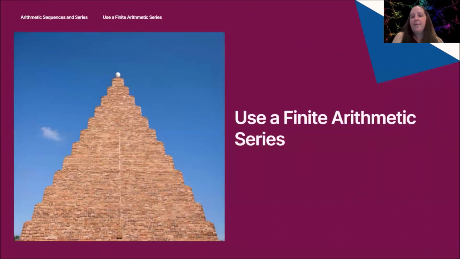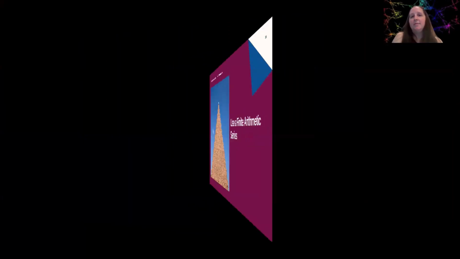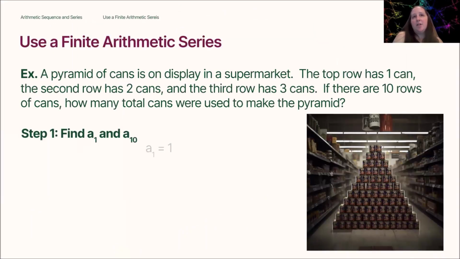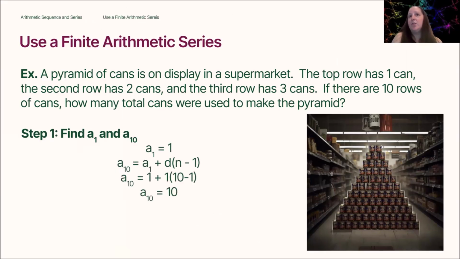You can also use a finite arithmetic series. A pyramid of cans is on display in a supermarket. The top row has 1 can, the second row has 2 cans, the third row has 3 cans. If there are 10 rows of cans, how many total cans were used to make the pyramid?